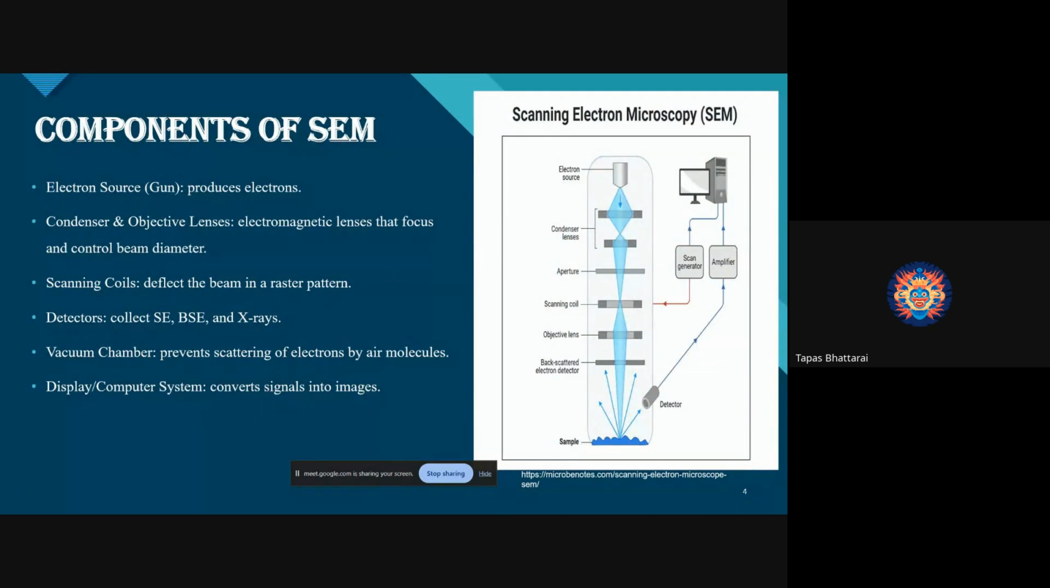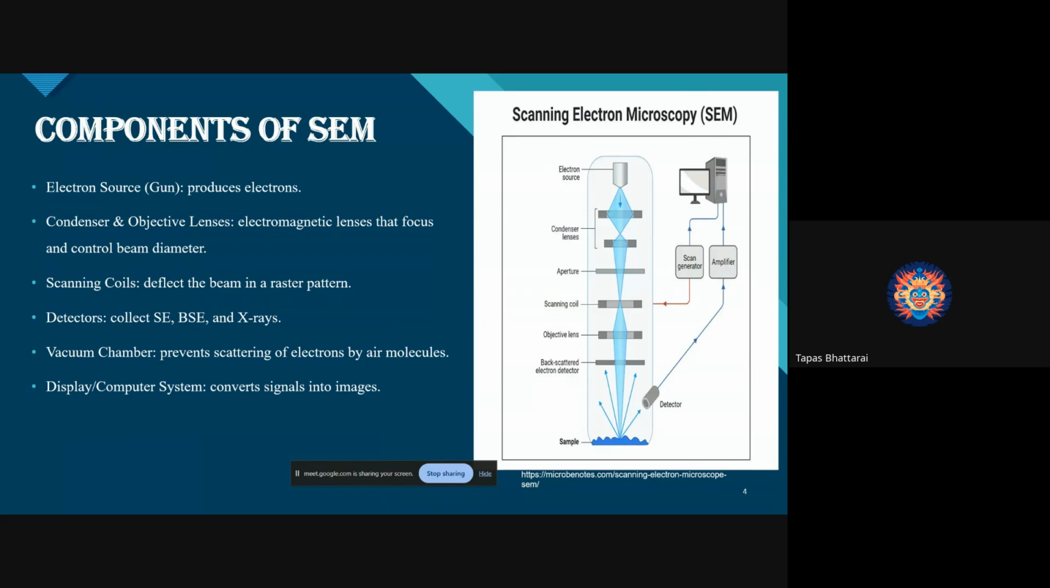So, one of the major components of SEM are here. Firstly, would be the electron source or the electron gun. This is where electrons are generated, and usually it is a tungsten filament or field emission gun. And the other part would be the condenser and objective lenses. These are electromagnetic lenses that focus and control the diameter of the electron beam to a fine point. Other would be the scanning coils, which move the focused beam across the sample in a raster pattern, that is line by line, to build the image.